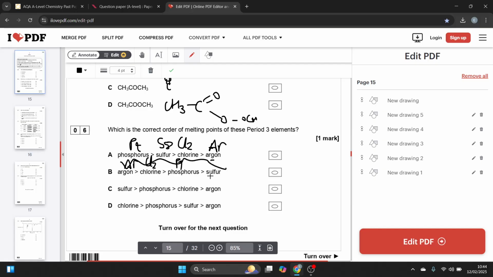It's not going to be that, because that's saying phosphorus has a greater melting point than sulfur, and no. It's going to be sulfur then, because that's S8, that's greater than P4, P4 is greater than Cl2, Cl2 is greater than Ar, and that makes complete sense, so therefore the answer is C.